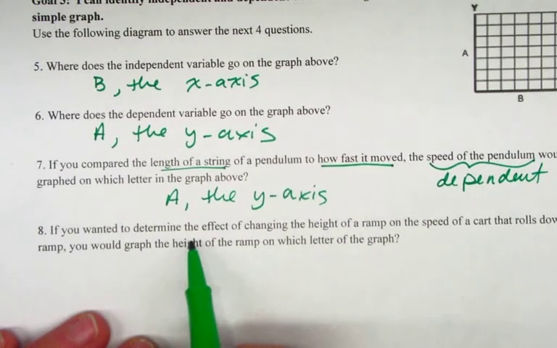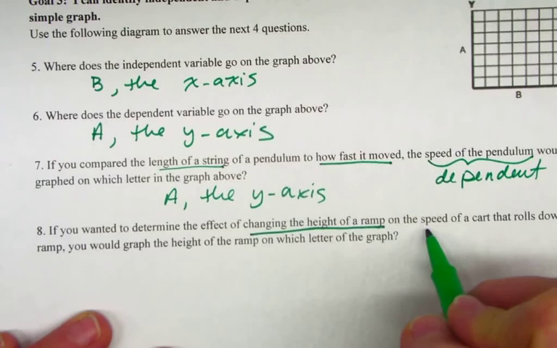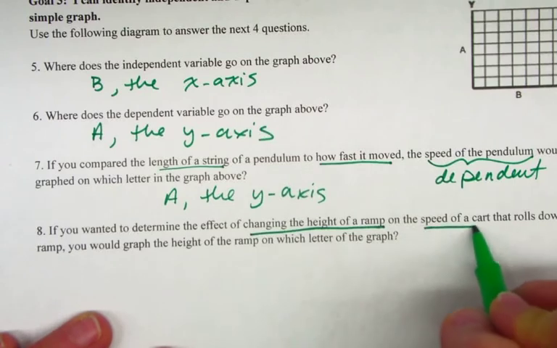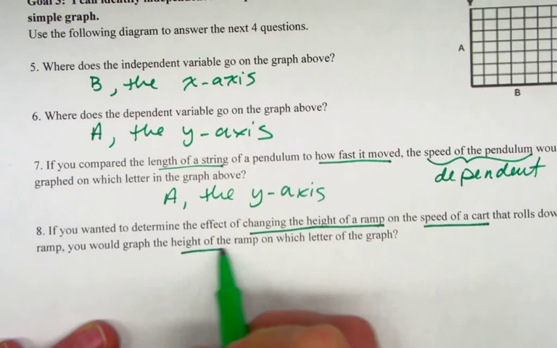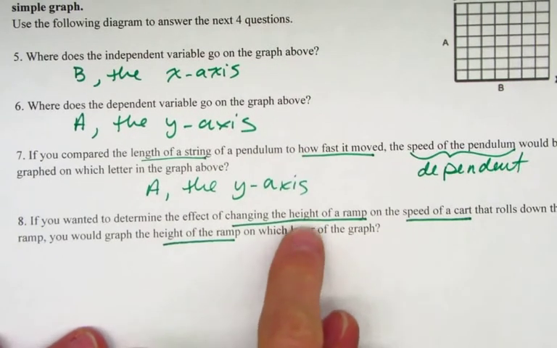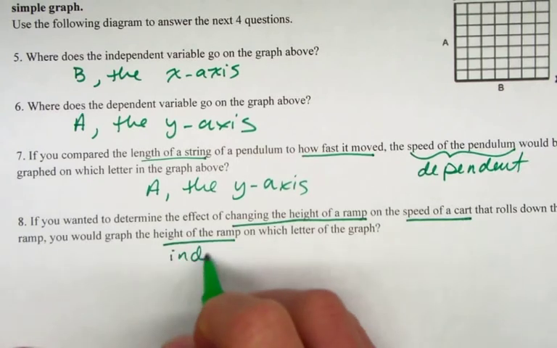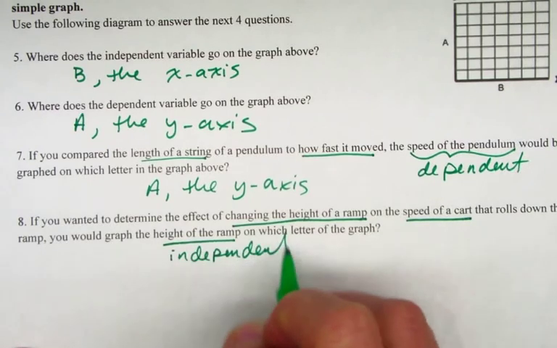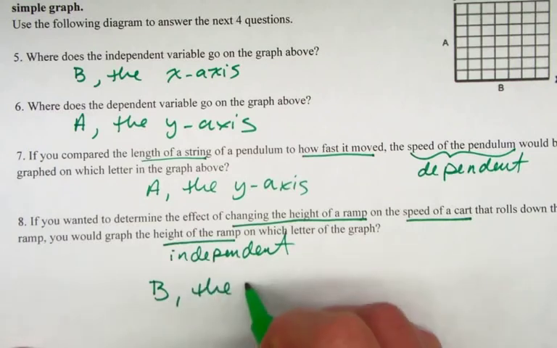For number 8, if we want to determine the effect of changing the height of the ramp, and then see what that does to the speed of the cart, we would graph the height of the ramp. So what are we controlling? Well, we are changing this. I am in control of this. So the height of the ramp is our independent variable. So that's going to be B, the x-axis.